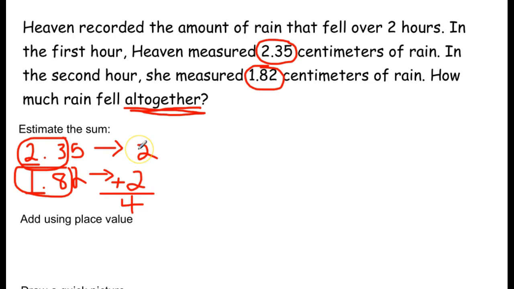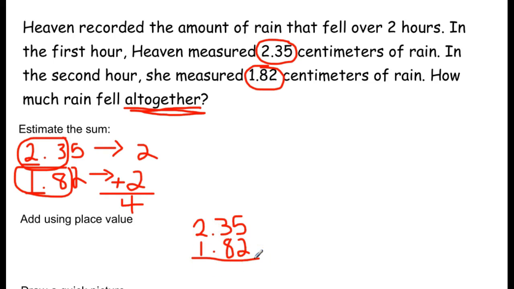So I estimated my sum, and now I'm going to actually add it using place value. Now, when I'm using place value, that means that I have to line up my decimals exactly. If you line up your decimals exactly, that will put everything in its correct place. So that means my hundredths place is lined up, my tenths place is lined up, and my ones place is lined up.